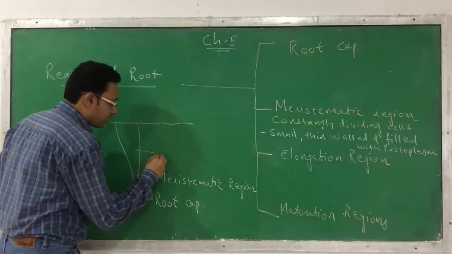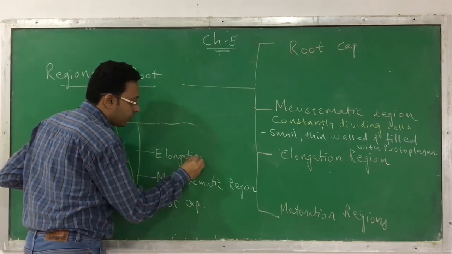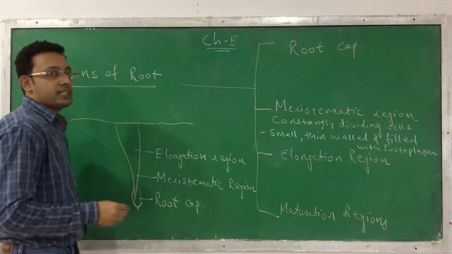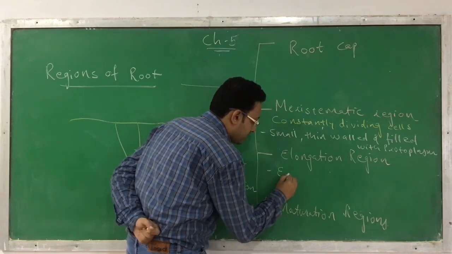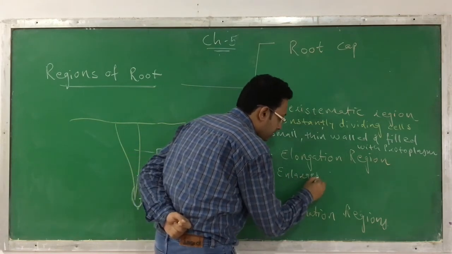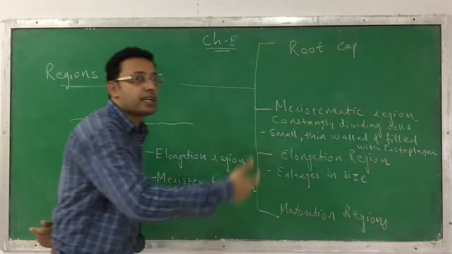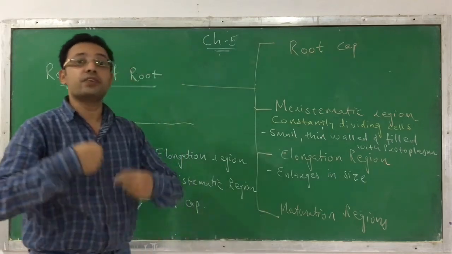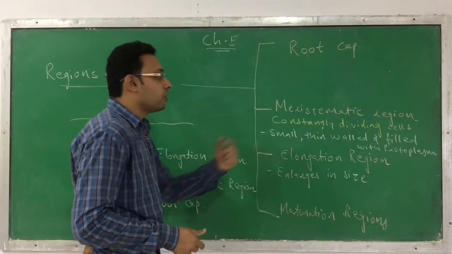The next region, apart from the meristematic region, is called the elongation region. In this elongation region, the small cells enlarge in size, and due to the enlargement of the cells, the size of the root again increases. So this is called the elongation region.